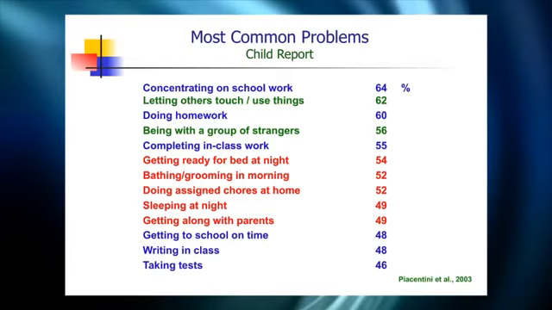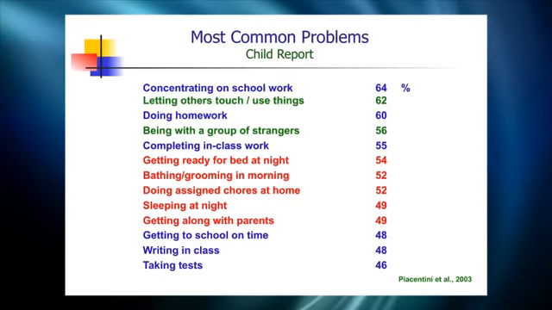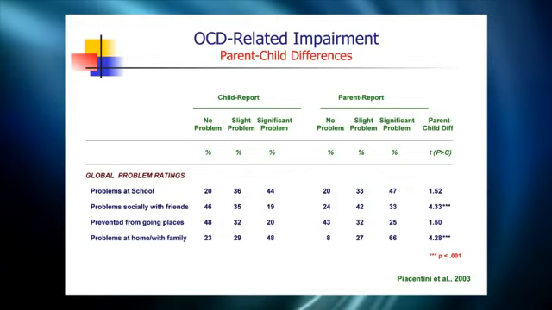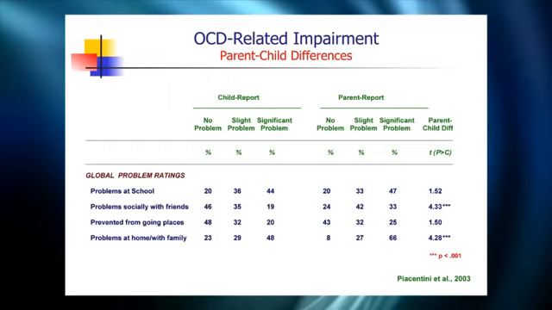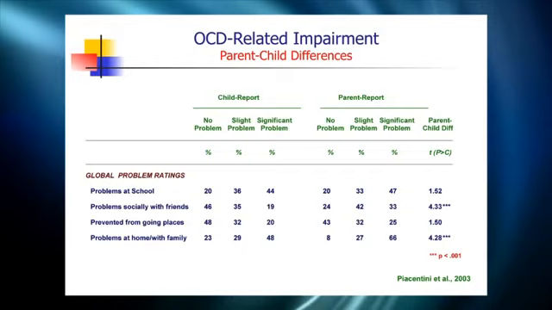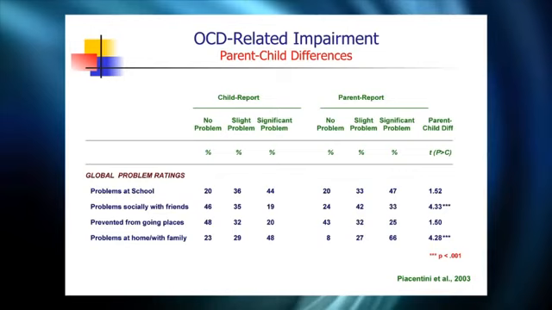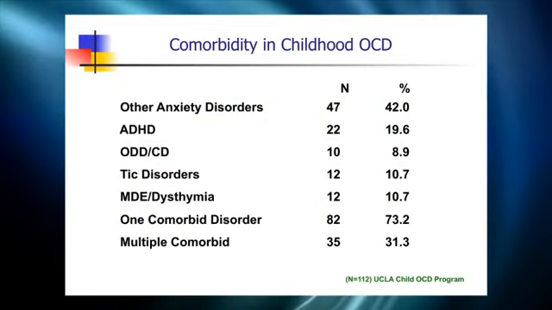It's not surprising that the parents didn't notice this because the parents may not be as aware of the kids' social status. And that's actually reflected here. You can see that the children reported higher rates of social functioning impairment than the parents did. The parents reported higher rates of home and family functioning impairment than the children did. And we're going to talk a little bit about this later in the talk when we talk about family accommodation and the extent to which the family gets wrapped up in the child's OCD and how that might impact dysfunction at home. So comorbidity in childhood OCD is the norm.